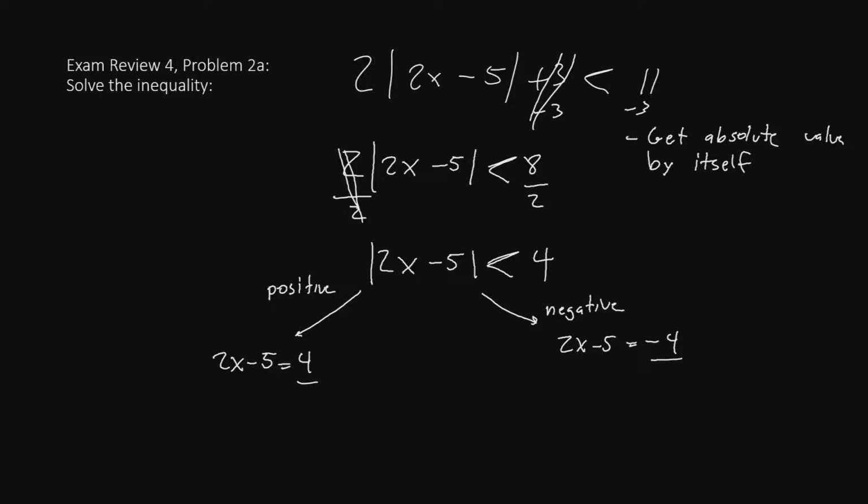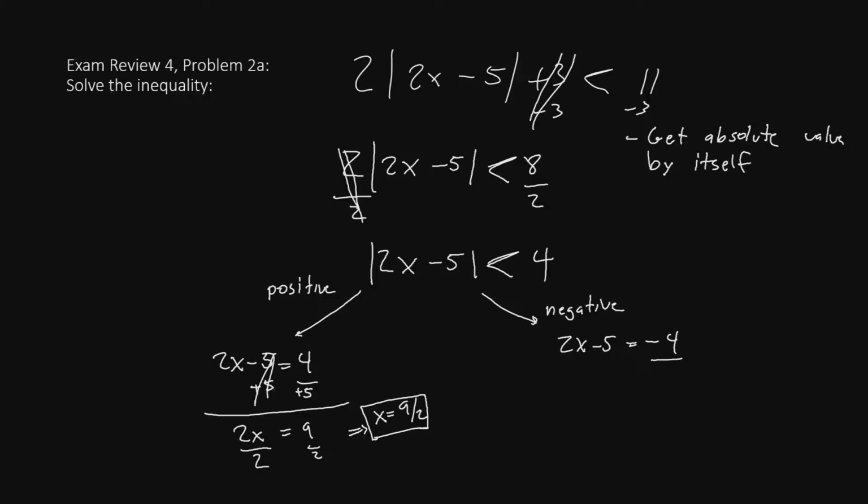Now we'll solve this equation on the left, 2x minus 5 equals 4. Let's add 5 to both sides. This will cancel the 5, giving us 2x equals 9. If we divide both sides by 2, we'll get x equals 9 halves. We'll hang on to that for later.